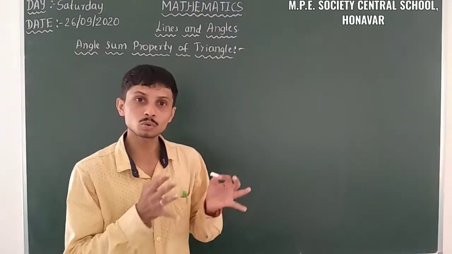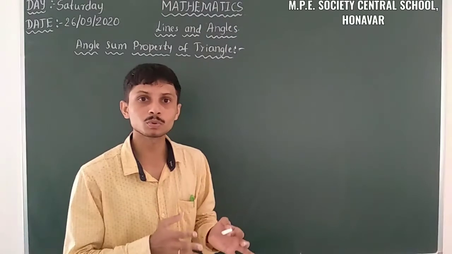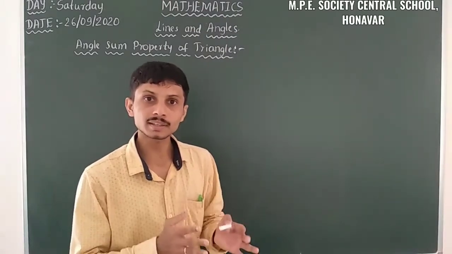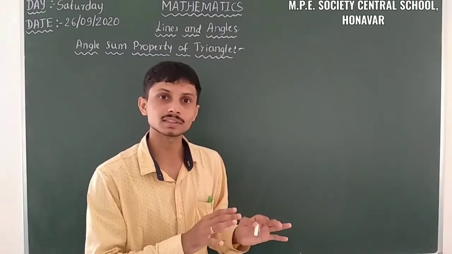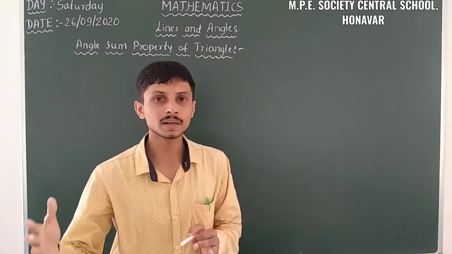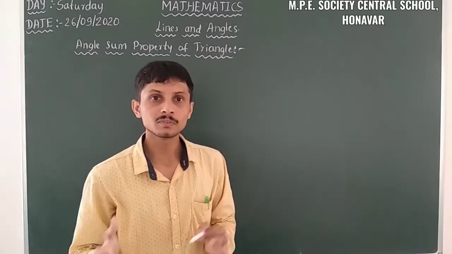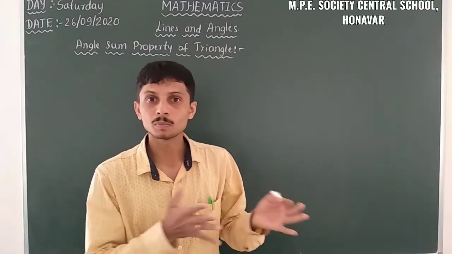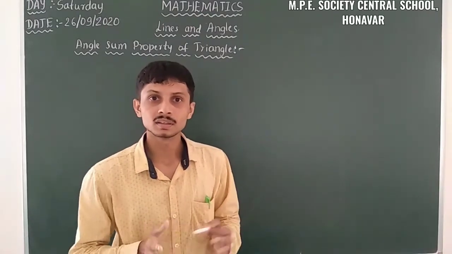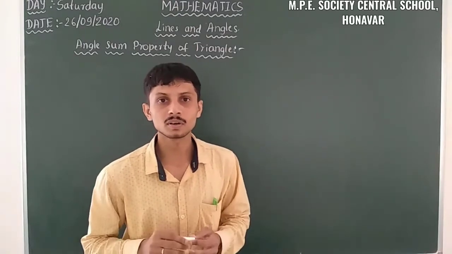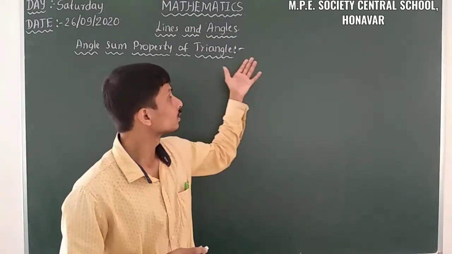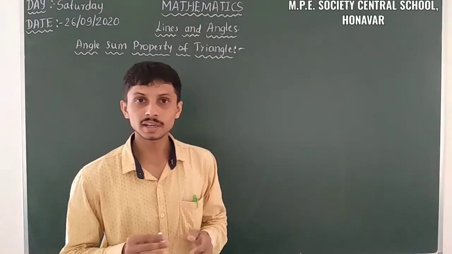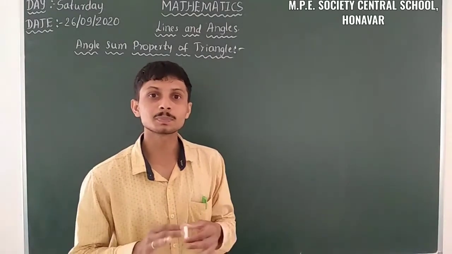So here we have to prove that theorem. The statement, the sum of the interior angles of a triangle is 180 degrees, we have to prove with the help of some of the axioms and some of the theorems proved so far in this chapter, lines and angles. So let us take theorem 6.7.